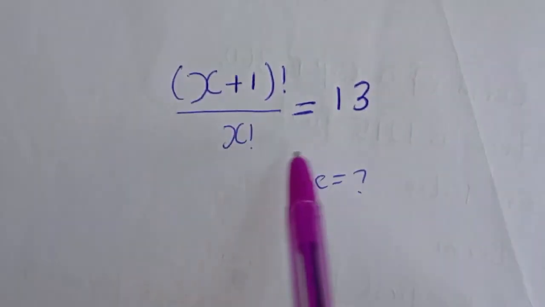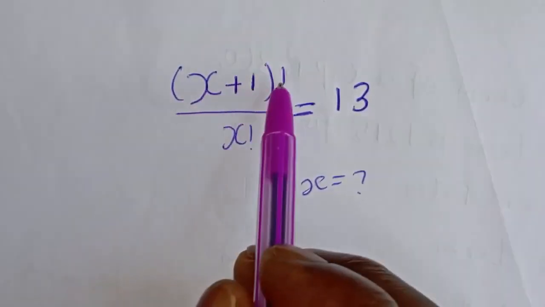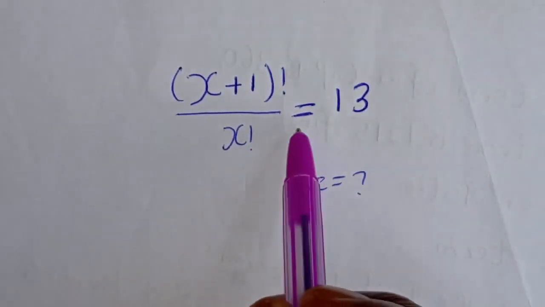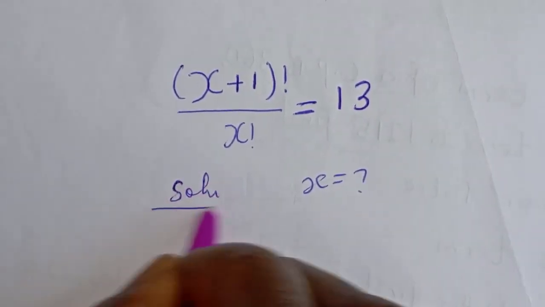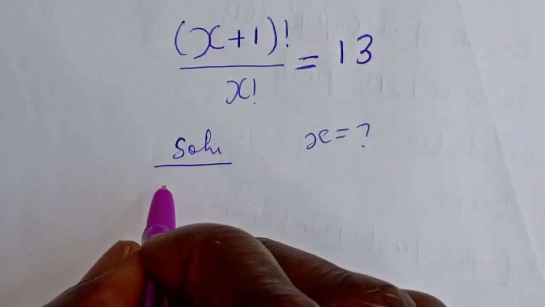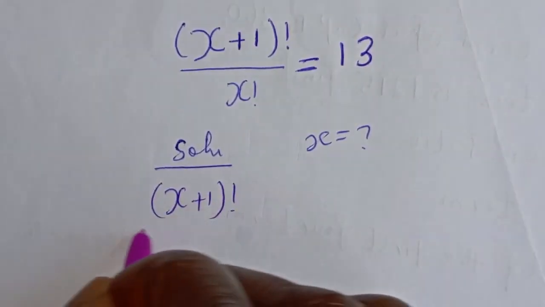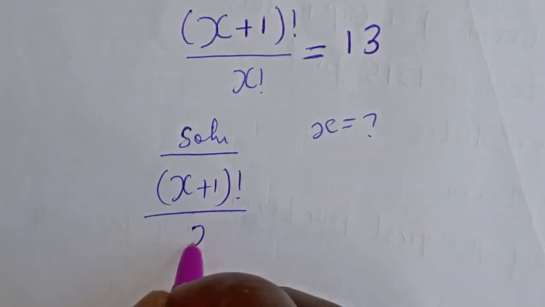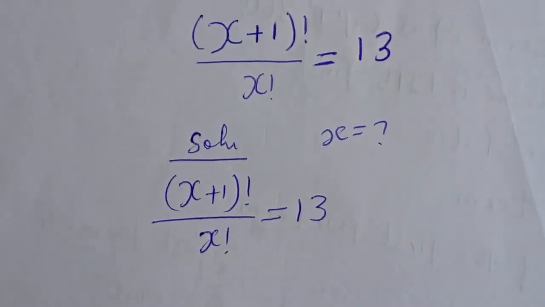In this class, we want to find the value of s from this beautiful factorial problem. (s + 1)! divided by s! is equal to 13. Solution. (s + 1)! divided by s! is equal to 13.